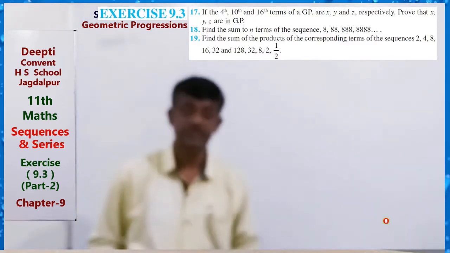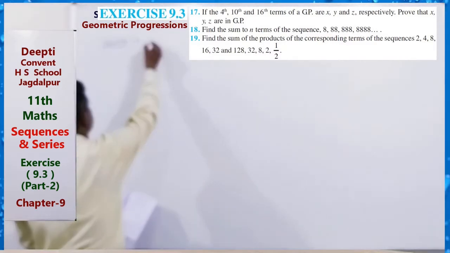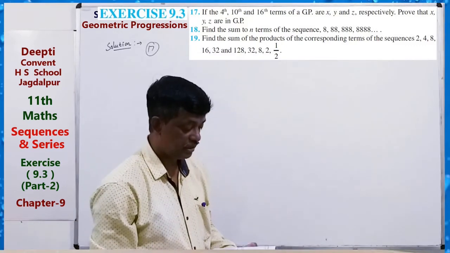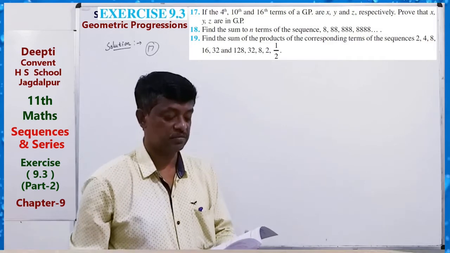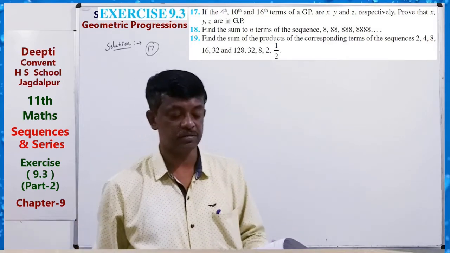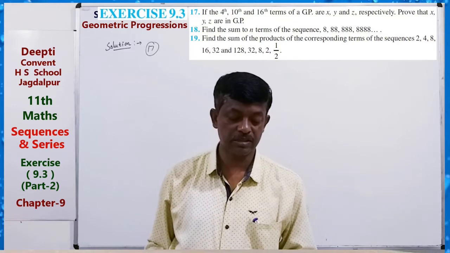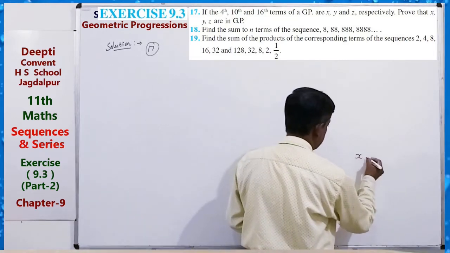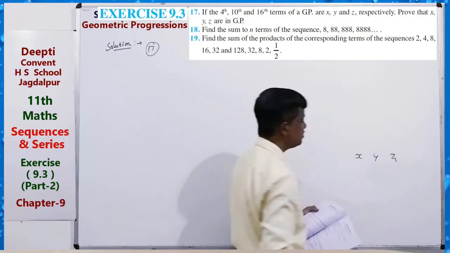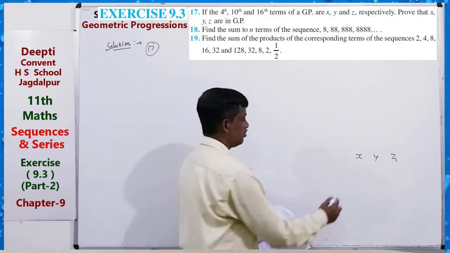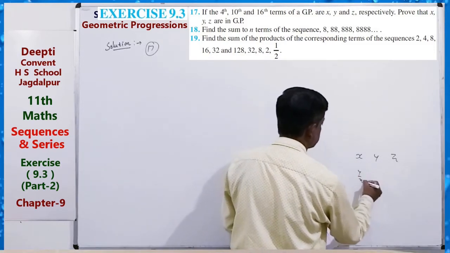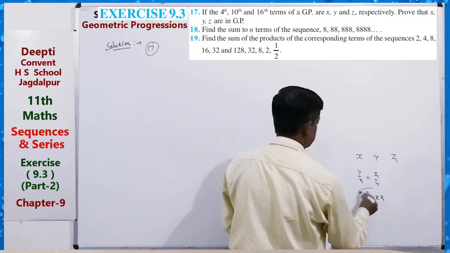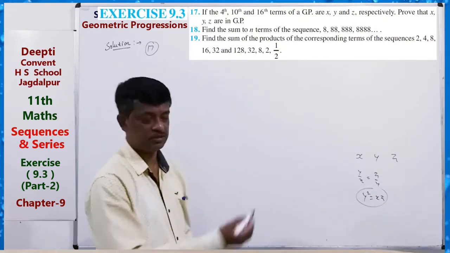So here, question 17, continuing exercise 9.3. The 4th, 10th and 16th terms of a GP are X, Y and Z. Prove that X, Y, Z are in GP. Geometric series means X, Y, Z are in GP. That means Y by X equals Z by Y, meaning Y square equals XZ. We just require this, then it will be in GP.